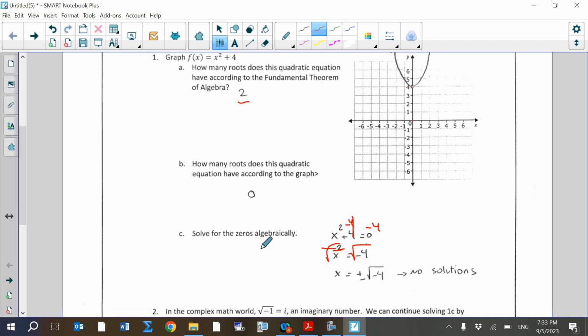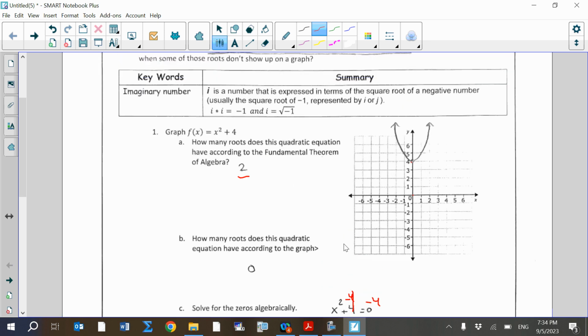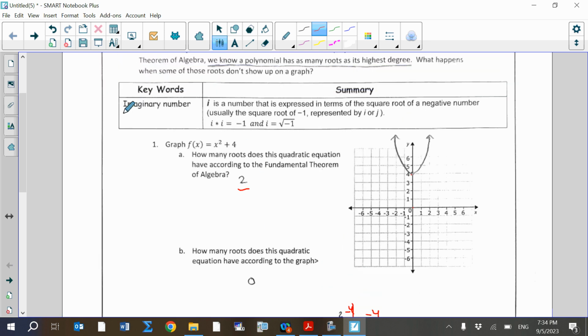So I couldn't find any roots on the graph, and also I couldn't find anything when I solved the function algebraically. How do I solve this problem? How do I find the zeros then? So let me introduce this word to you.